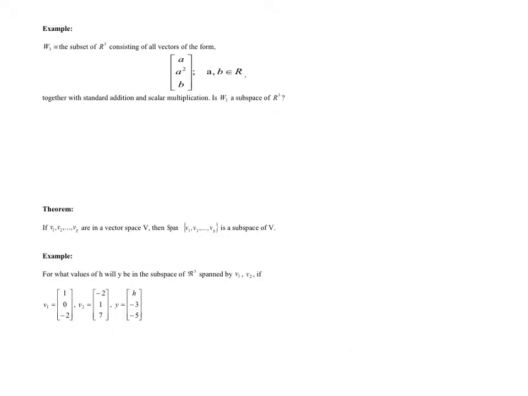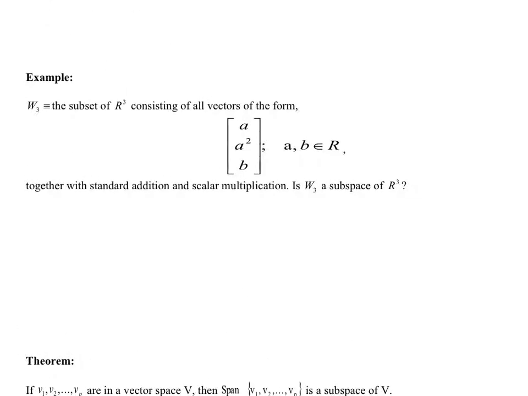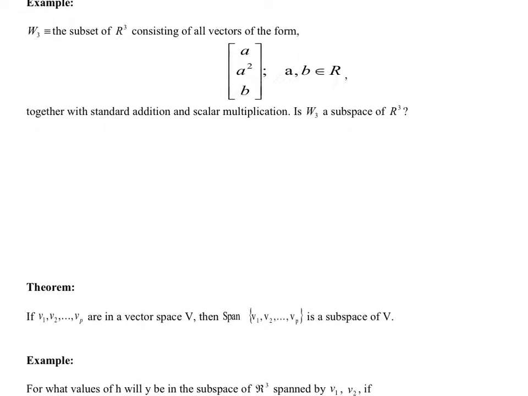On the next page, we get into one where we have to kind of do it ourselves, and this is a little bit more interesting. Again, we're defining W3 as a subset of real space R^3, consisting of all vectors of the form (a, a squared, b). All that's telling me is the form of it.